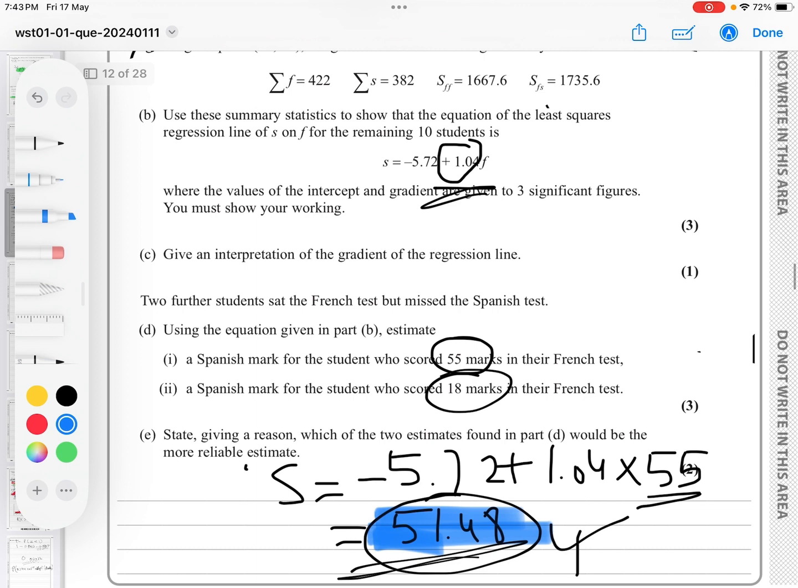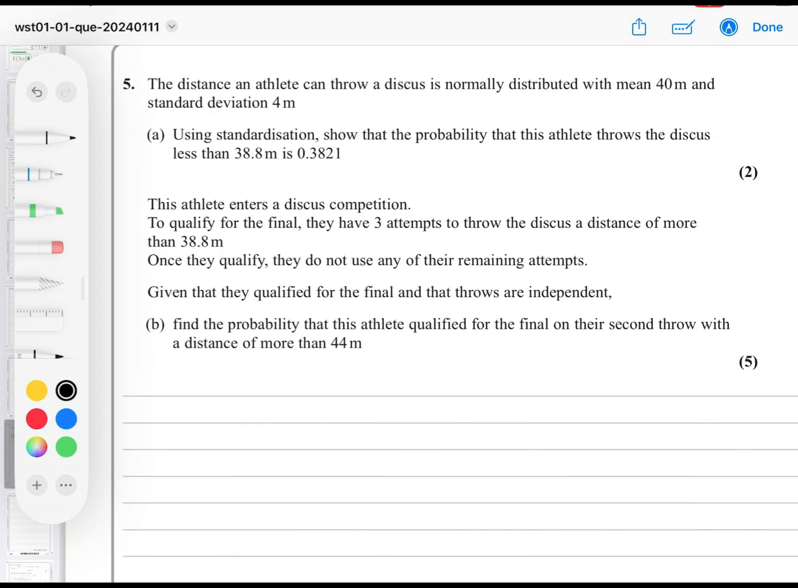I hope it's clear. So we are here on question number 5. In question number 5, they're talking about the distance an athlete can throw a discus, which is normally distributed. The question is from normal distribution with a mean of 40 meters and a standard deviation of 4. Using standardization, show that the probability that the athlete throws the discus less than 38.8 meters is this. We have to show the probability of less than.